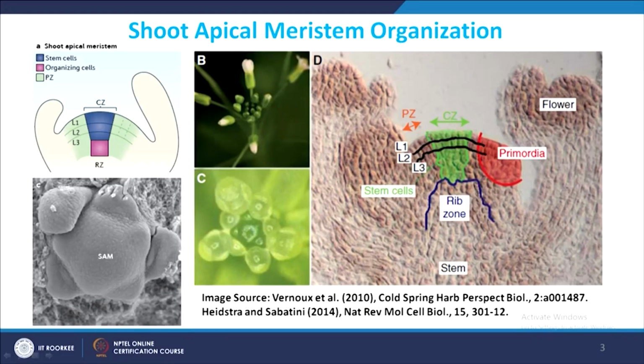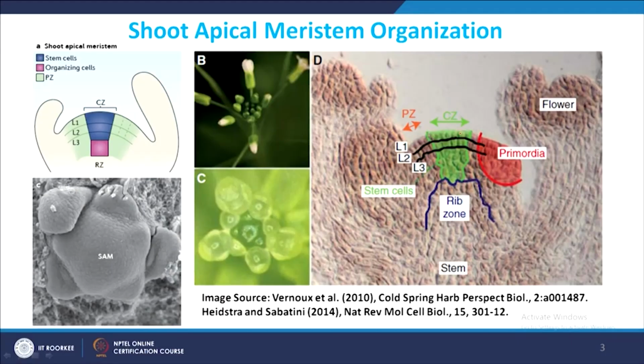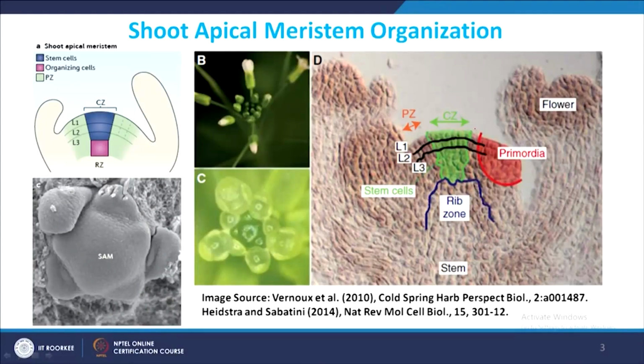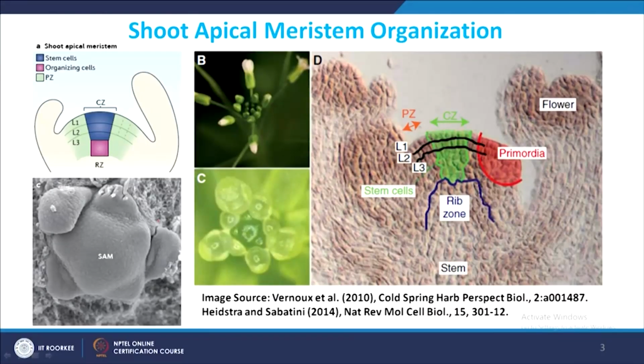In the inflorescence meristem also you have a central zone, then peripheral zones and rib zones, and stem cells are maintained in the central zone. This is where cell division activity is very dominant and differentiation is inhibited. But when the cells enter the peripheral zones, they initiate an organ-specific developmental program. If they are in the vegetative phase, the lateral organs are going to be leaves. If they are in the reproductive phase, the lateral organs are going to be flowers.